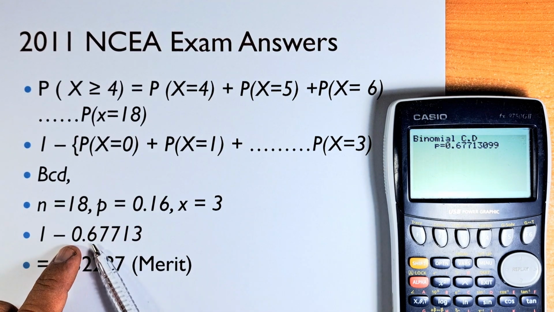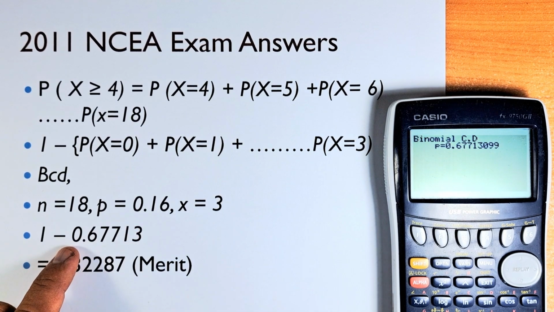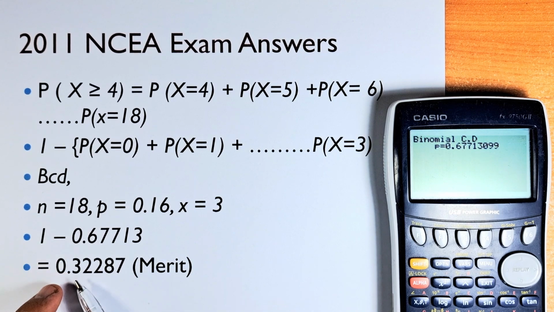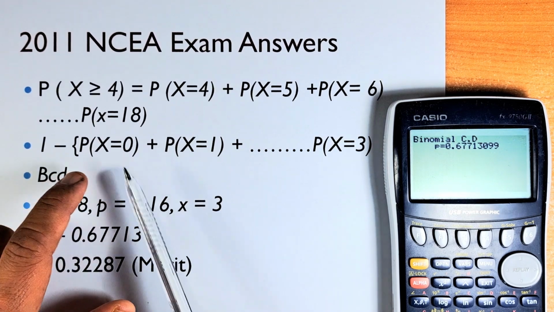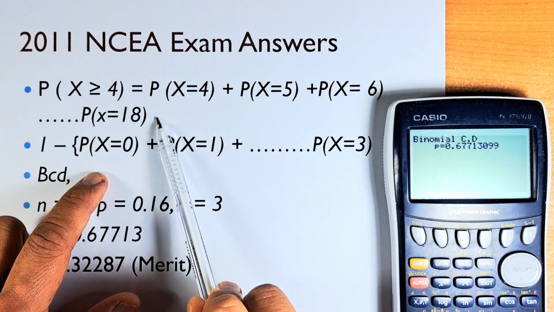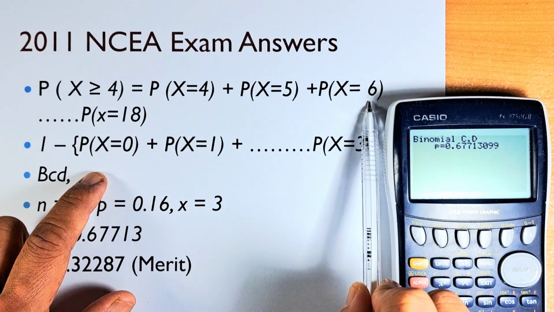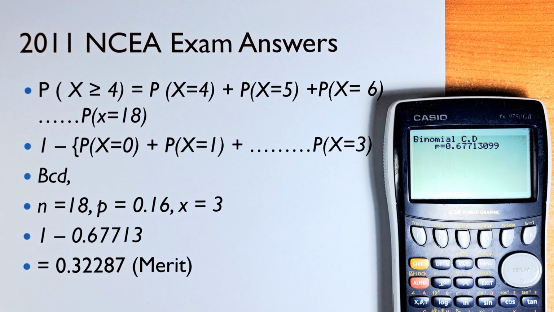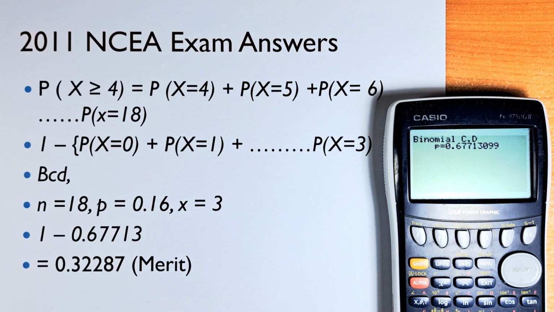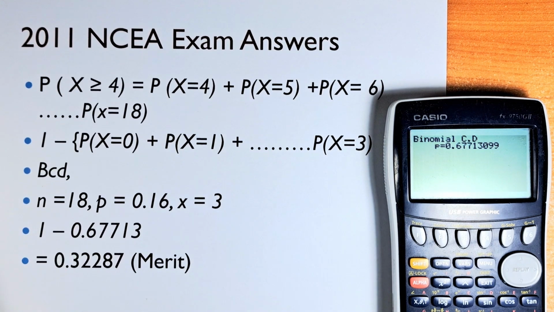And the answer is 0.67713. But don't forget, you need to subtract it from 1, and the answer is 0.32287. If you don't understand why I subtract from 1, it's because 0 to 18 adds up to 1. If you want to calculate 4, 5, 6 to 18, you just take 1 minus 0 to 3, and that will give us the answer of 0.32287. There's a merit in this paper, normally in every NCEA question.